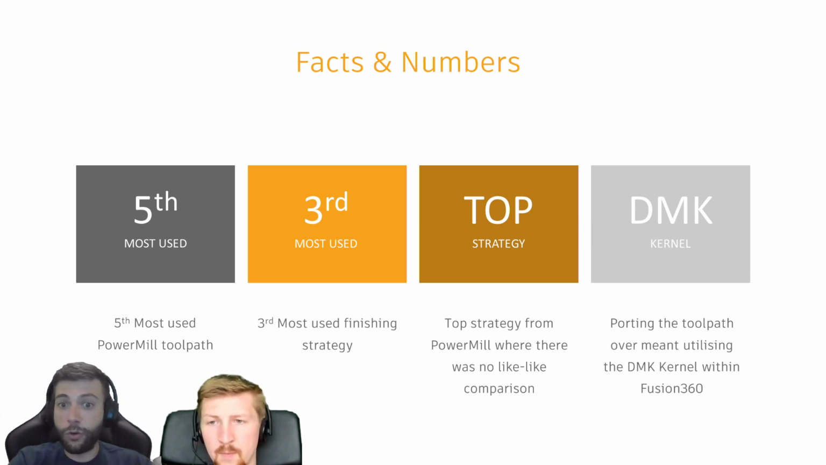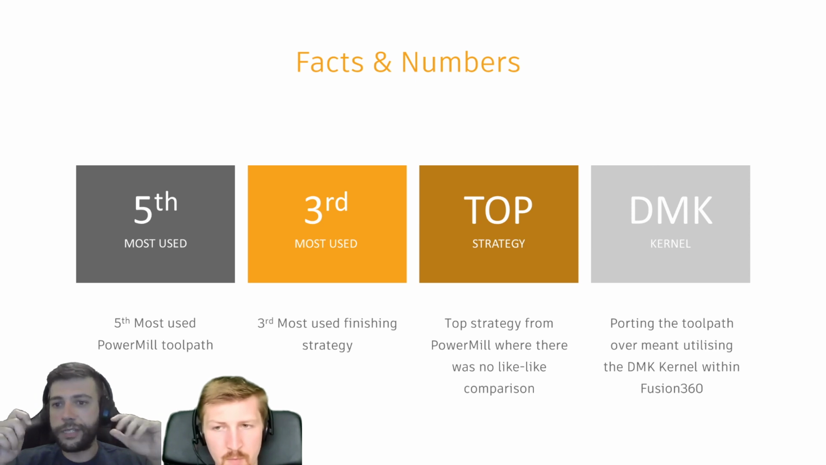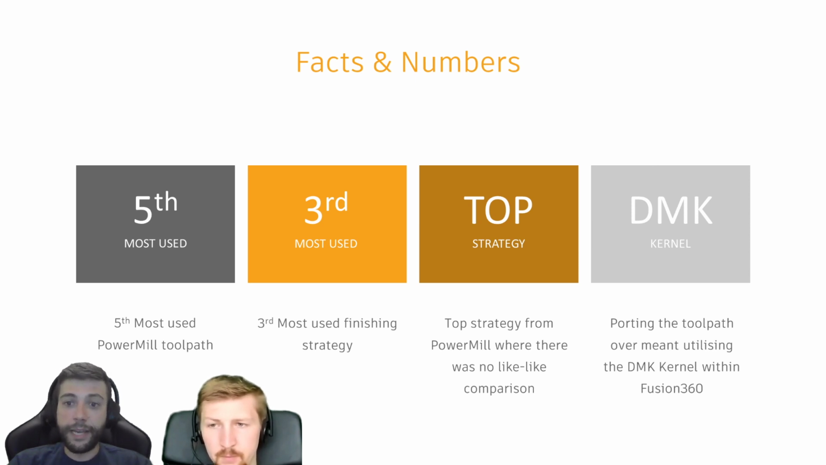PowerMill is another Autodesk CAM package specialized in more complex forms. So it was the fifth most used toolpath, but when it comes to finishing strategies, it was the third most used toolpath. But if we look at a like-for-like comparison between PowerMill and Fusion, there was no like-for-like comparison toolpath. Whilst for example in PowerMill there is an equivalent of contour, or an equivalent of parallel or of scallop, in Fusion we had no equivalent for steep and shallow. So we thought, you know what, let's try and bring it in. Let's try and make everyone's life easier by introducing a toolpath that can do literally everything on your components.